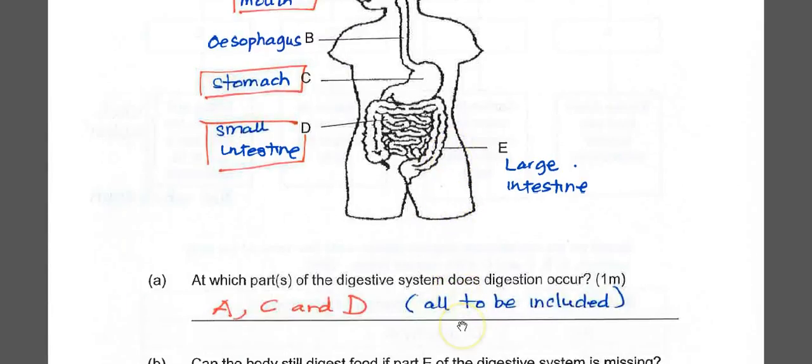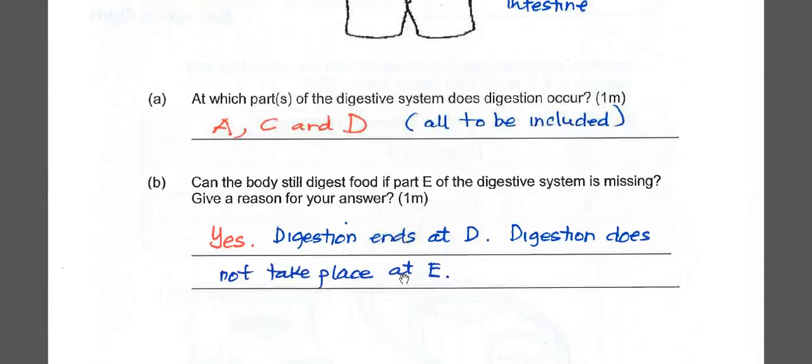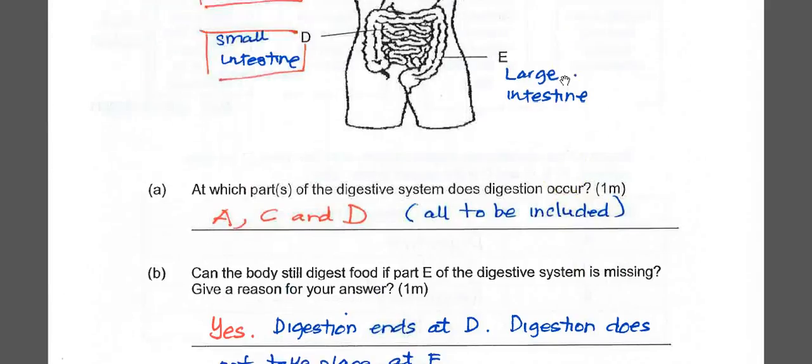Question asked here, which parts of the digestive system does digestion occur? So it occurs in the mouth, stomach, and intestine. A, C, D. Right? All must be written down. One missing, marks will be deducted. Right. Can the body still digest food if part E of the digestive system is missing? Right, we are talking about E, the large intestine.